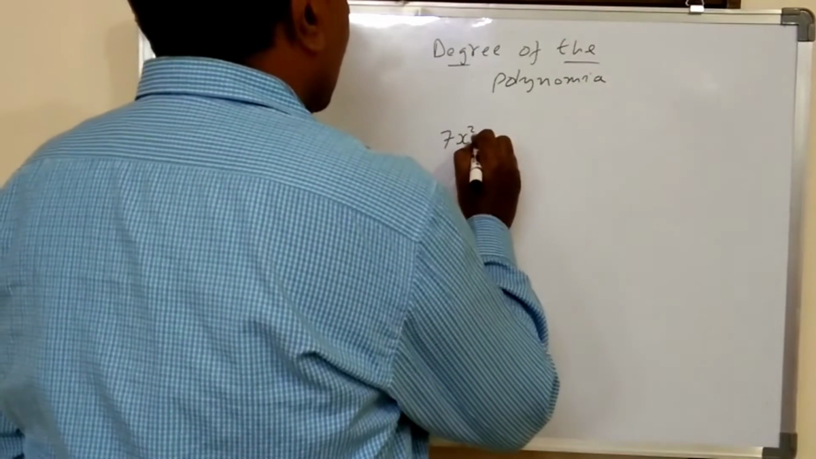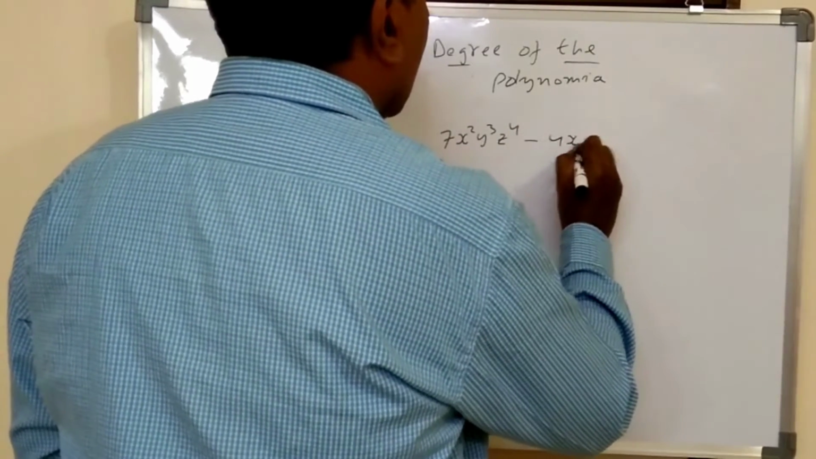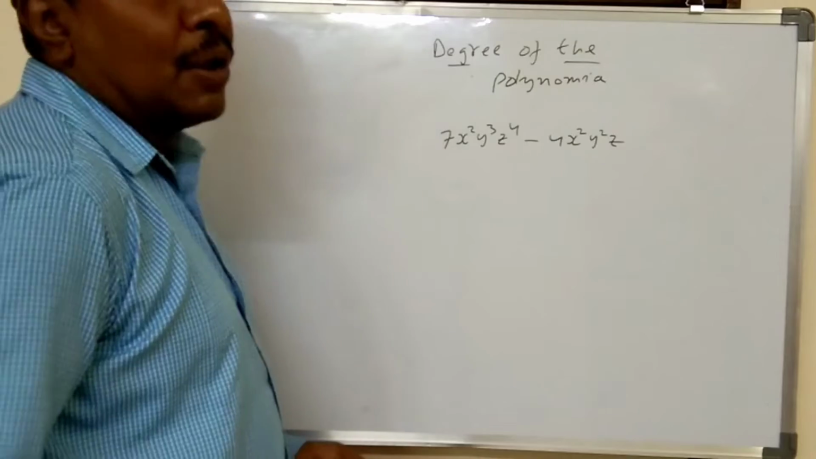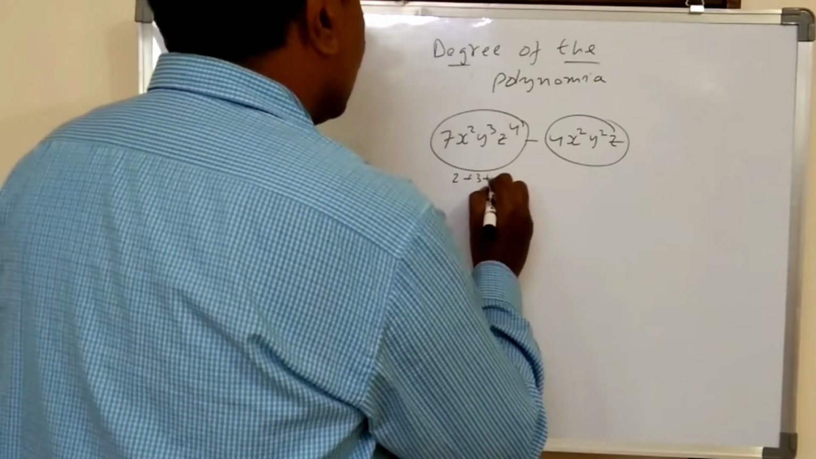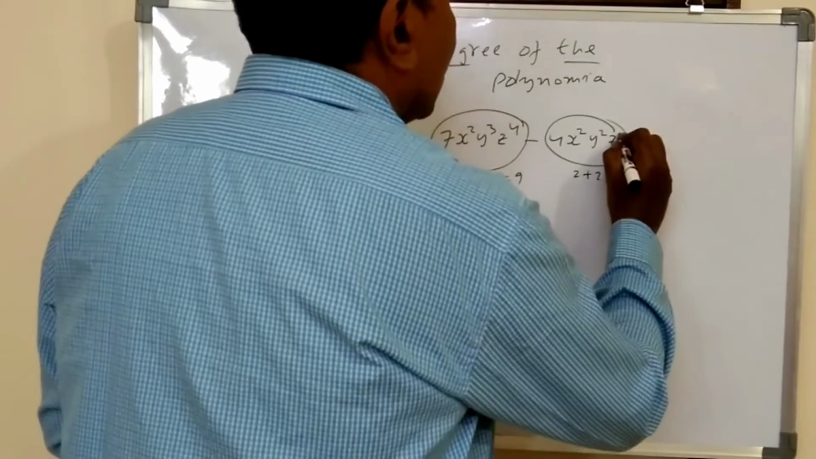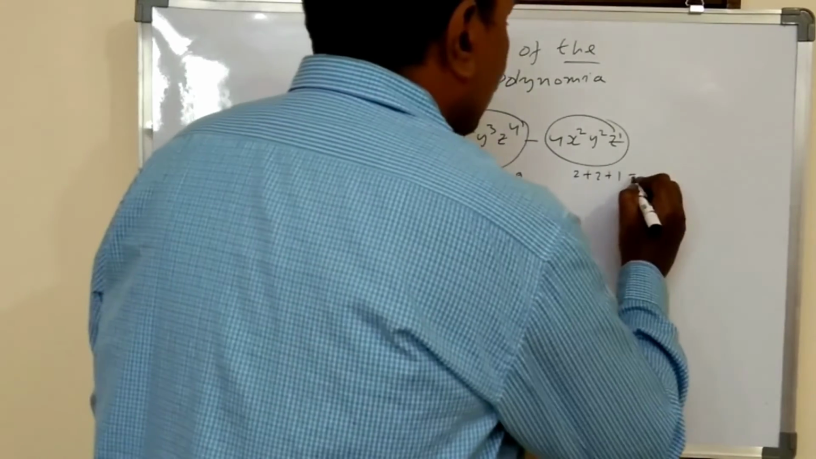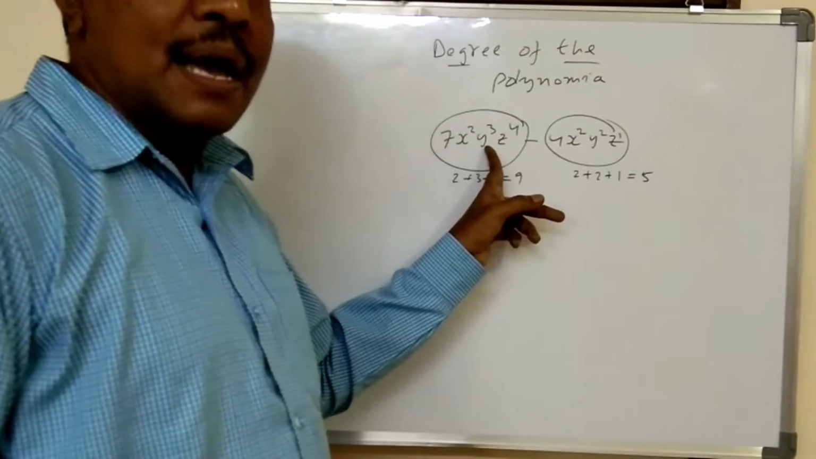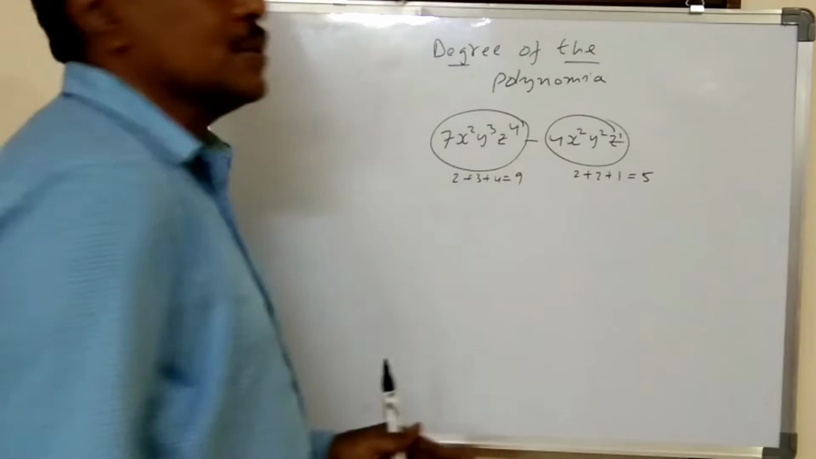7 x square y cube z power 4 plus or minus 4 x square y square z. Can you tell the degree of this binomial? Yes, take the degree of each term. 2 plus 3 plus 4 is equal to 9. And for the other term, 2 plus 2 plus 1, where z has no index so we take it as 1, is equal to 5. I already said if no index is mentioned, we take it as 1. Which term has the highest degree? This is the term having the highest degree, so that will be the degree of this binomial. Similarly for trinomial also.